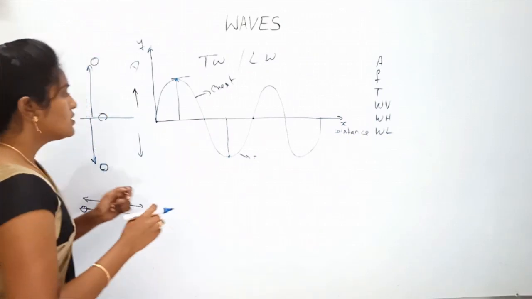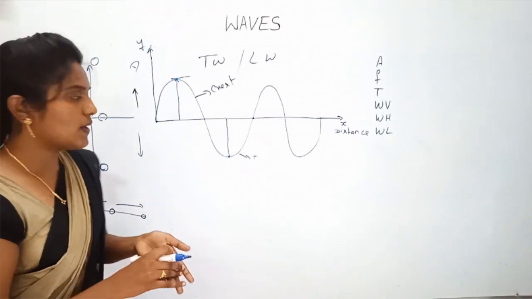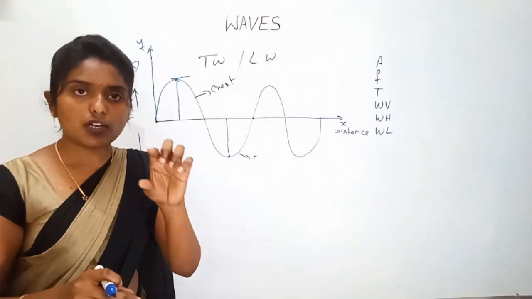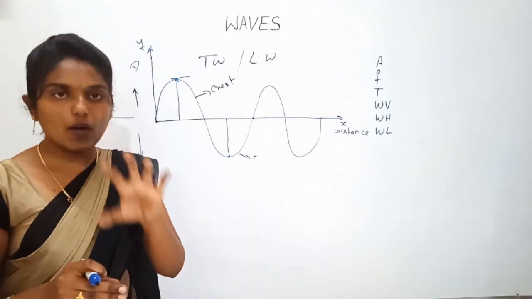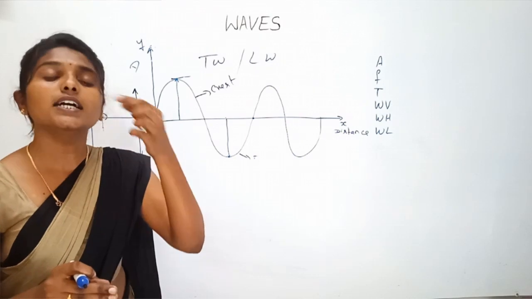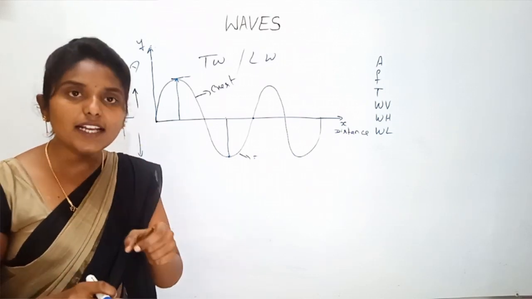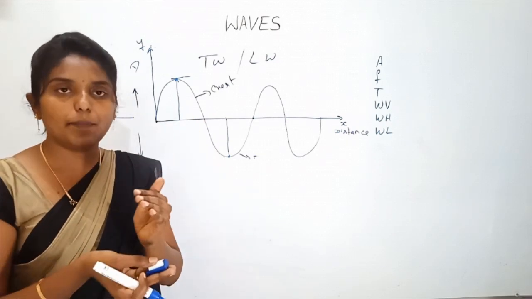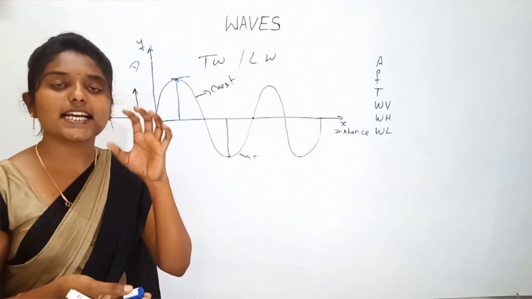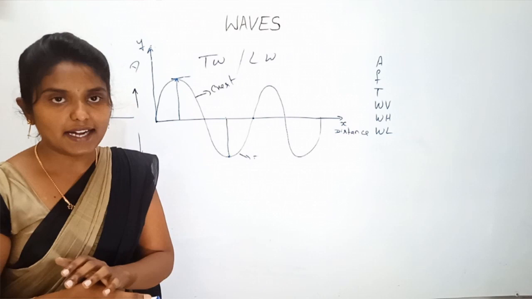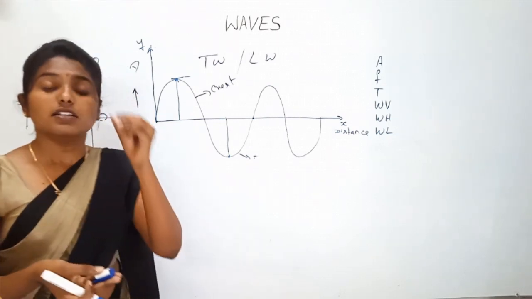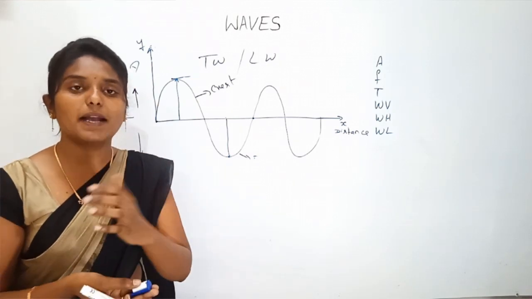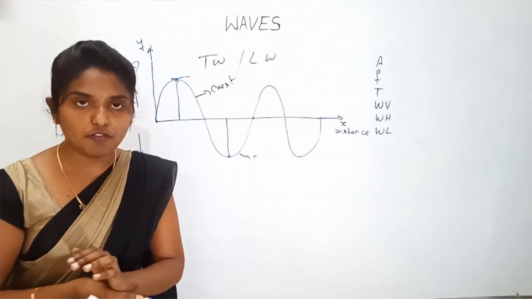What is frequency? Here, the frequency is the number of oscillations the particle covers. We knew it, right? If you define the time, say 1 second, within 1 second, how many oscillations can the particle complete? That number of oscillations is called the frequency of that particle.